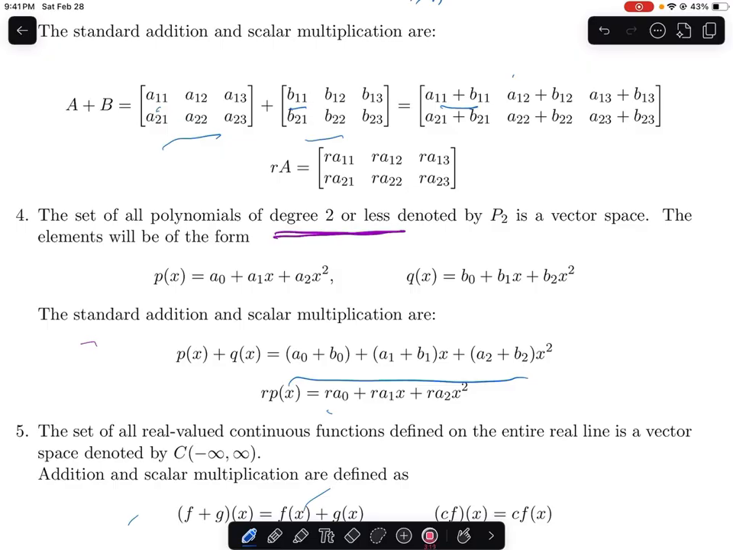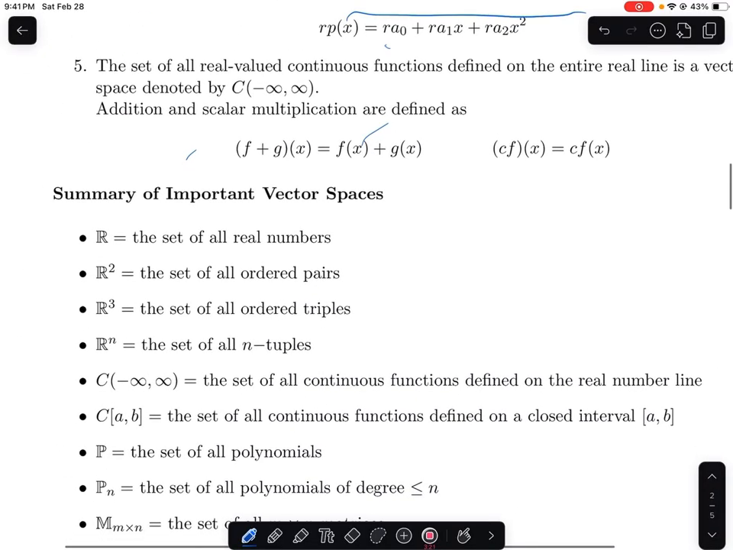The set of all real valued functions defined on the entire real line is also a vector space and is denoted by this symbol, C of negative infinity to infinity in brackets. So that is the symbol for all continuous, real valued functions defined on the entire real line. So the addition and scalar multiplication is defined like this. This is our standard one.